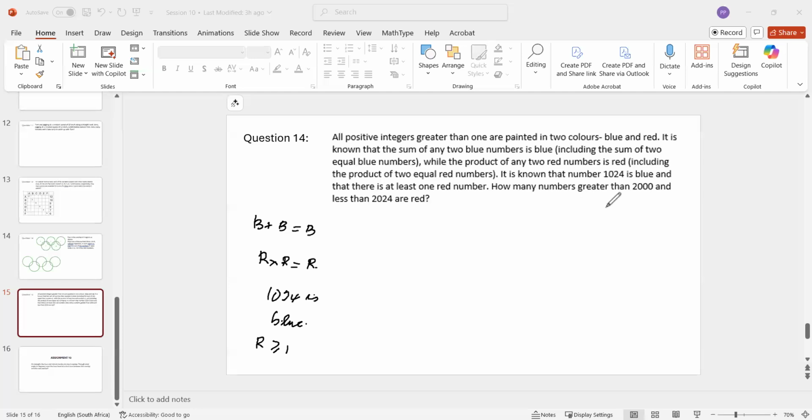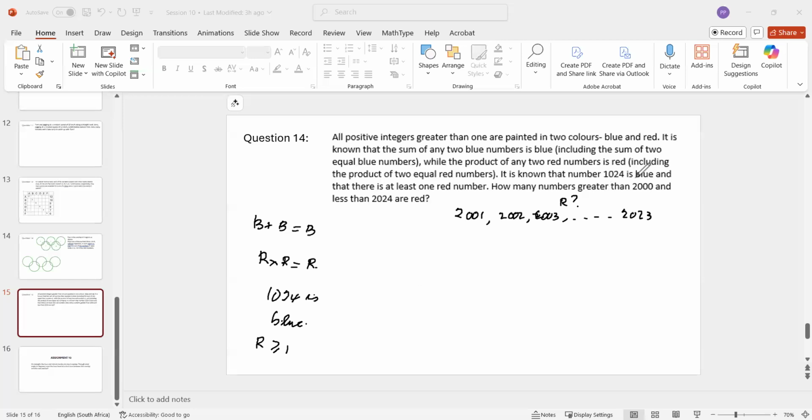They ask you how many numbers greater than 2000 and less than 2024. That means from this lot here. Greater than 2000, less than this. How many of these are red? So in other words, we have to identify every one of them to find out whether they are blue or red, right?